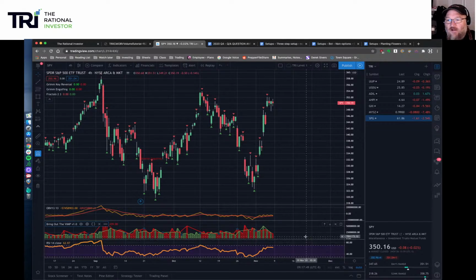In fact, that might even help, like Randall, that might help you to see the volume a little more clearly if it's just in its own panel.